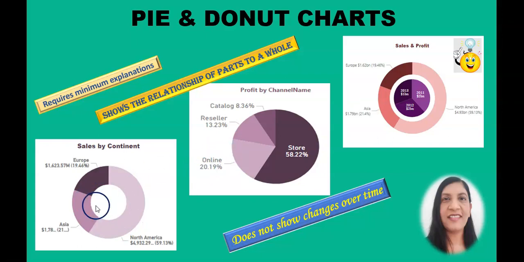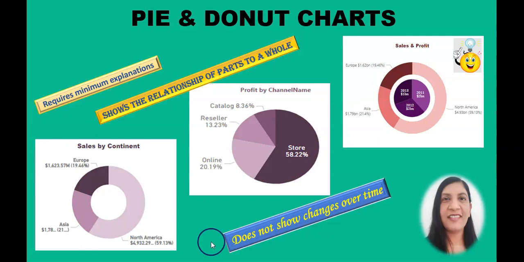So I have here this donut and pie chart. And as you can see, they require minimal explanation because we want to show the consumer what is the volume and what is the share of each category among all categories. And that's exactly what it's doing perfectly fine. For example, Asia here has a 21% share in all continent sales. So that's what it is.